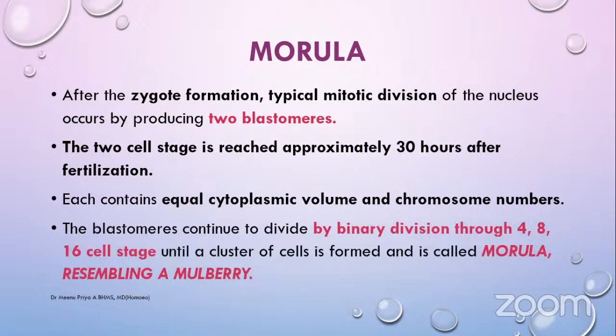The two-cell stage will continue to divide by binary division through the 4, 8, and 16 cell stages. It keeps dividing until a cluster of cells is formed, and this cluster of cells is called the morula, resembling a mulberry. Mulberry is like a grape cluster, so it resembles that, which is why it is named morula. It is a cluster of cells, and don't get confused, it is not only 16. It is more than 16 cells.